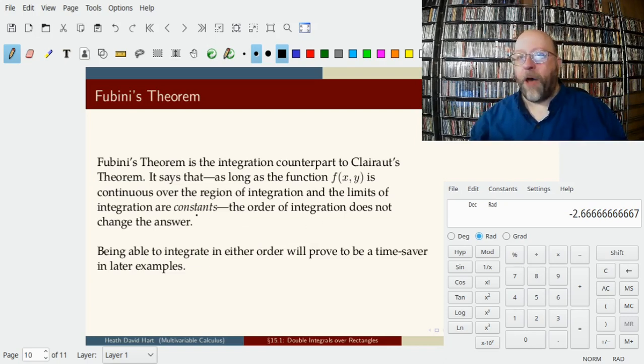So we'll look at those next time, but we won't do that today. But as long as the boundaries are constants, and the function is continuous, then the order doesn't change the answer. Sometimes that will be a time saver, and I want to go ahead and show you an example now where the order will be a time saver.